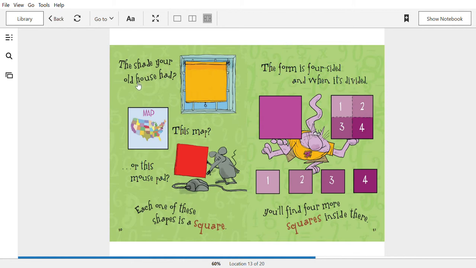The shade your old house had, this map, or this mouse pad. Each one of these shapes is a square. The form is 4-sided, and when it's divided, you'll find 4 more squares inside there.